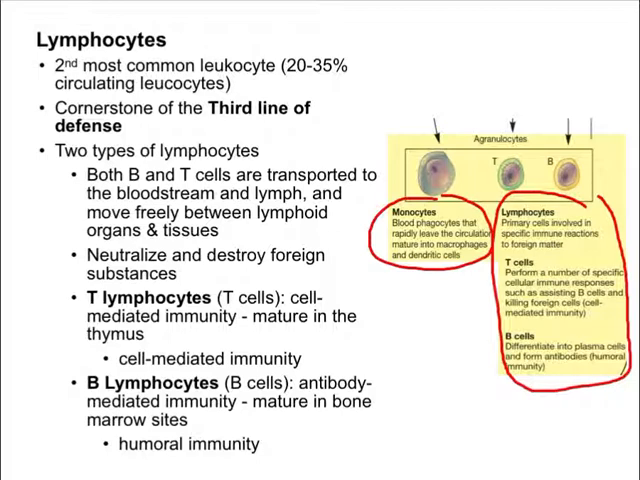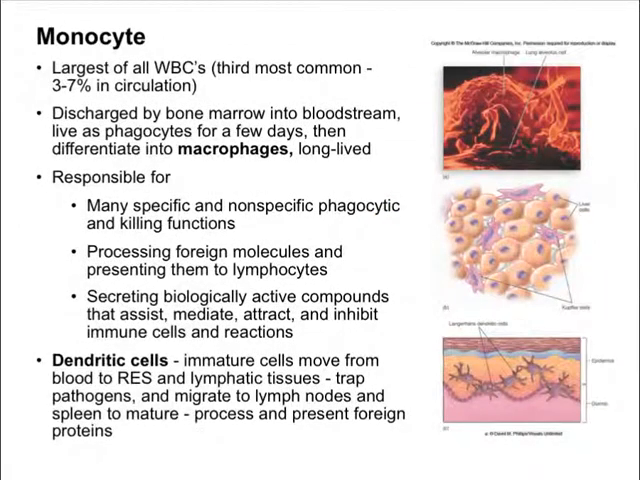Another name for antibody-mediated immunity is humoral immunity. Now, we'll consider both cell-mediated and humoral immunity as we move into the next chapter. But again, we're just introducing them here so we can get an idea of all the players on the immunity team. The second type of leukocyte we'll consider is the monocytes.